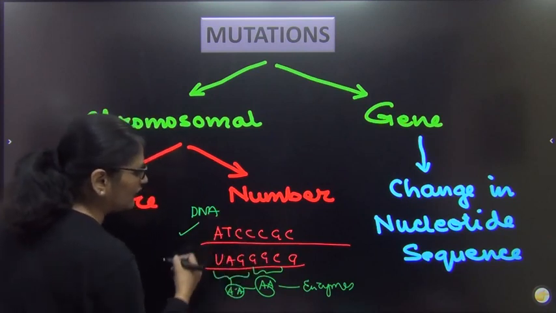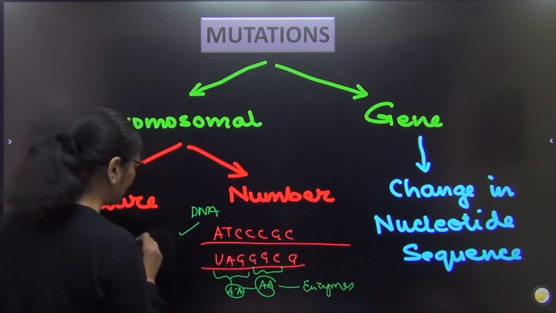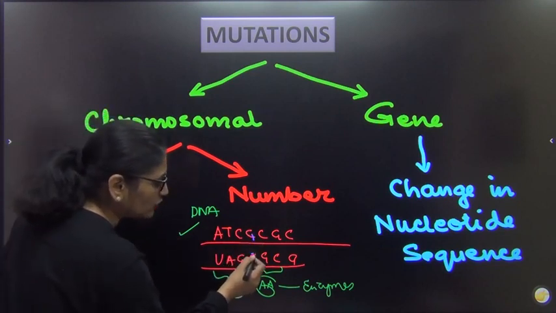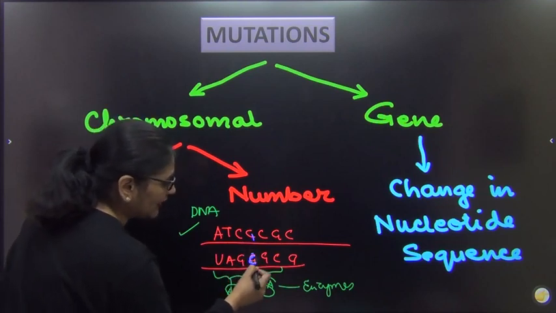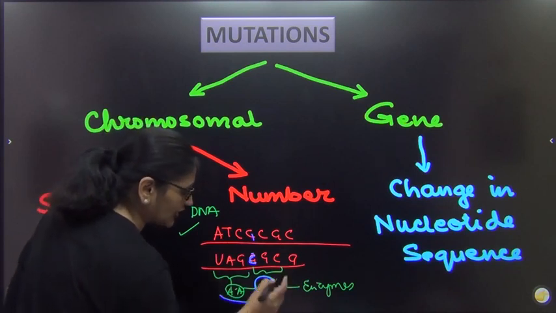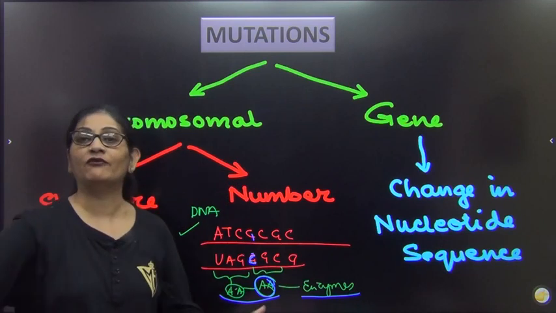अब अगर एक भी nucleotide change हो गया, any one nucleotide changes from C, say it becomes G. So obviously the corresponding nucleotide in the RNA will also change. It will become C. Thus the corresponding amino acid will change. Since the amino acid will change, the protein will change, the enzyme will change. Hence the phenotype will be affected.